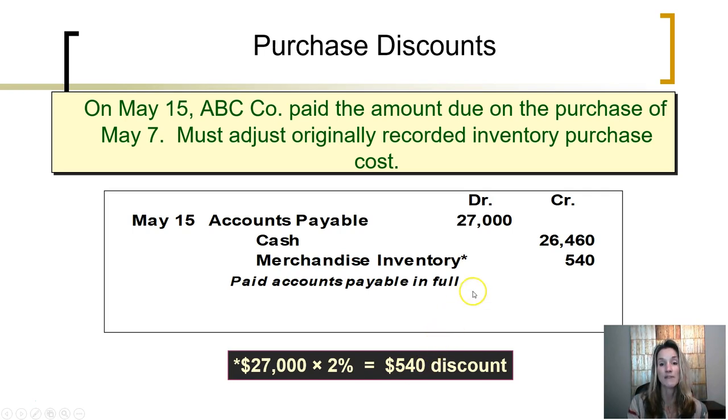So when we go to pay off the liability, we are only paying cash of $26,460. The full liability is being paid off. We are paying off the full $27,000 we owe. So we need to decrease the liability by the full $27,000. The difference, or the discount of $540, needs to be decreased from the inventory account so that the inventory asset account reflects the actual cost of the inventory as the amount purchased.